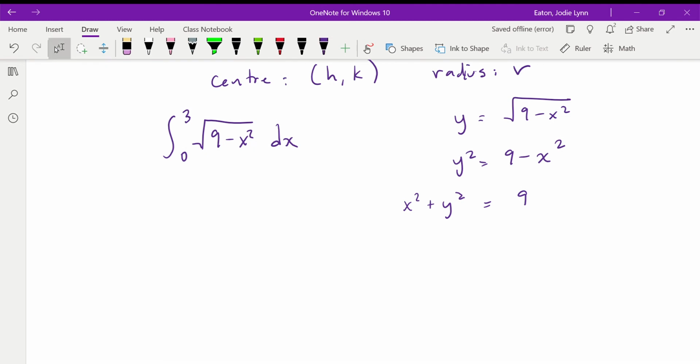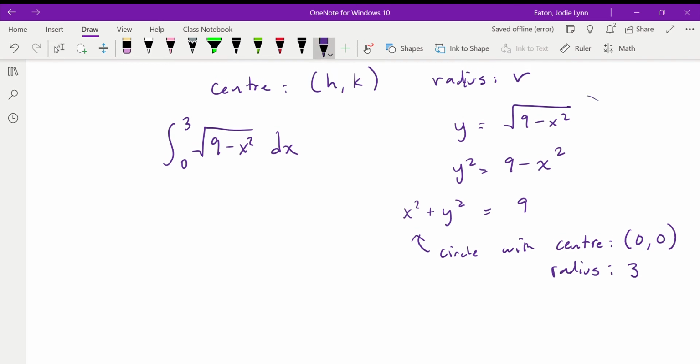Okay? So this right here is a circle with center, well, we're not subtracting an h or a k at all, so that means our center is 0, 0. And the radius is the square root of what x minus something squared plus y minus something squared is equal to, so that is 3.